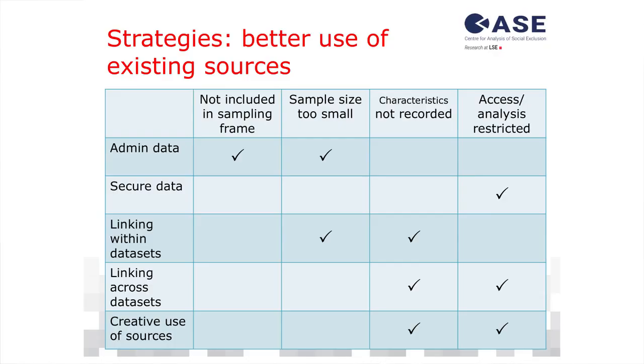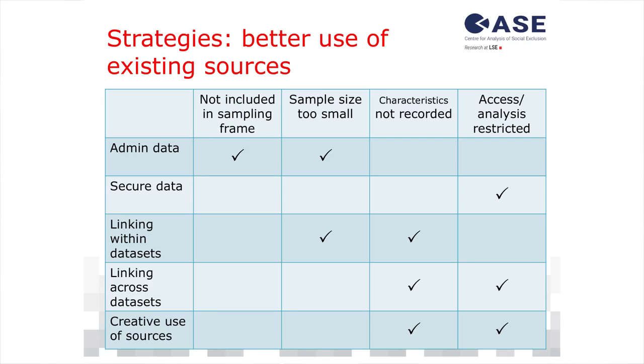sampling frame. It can also help because these administrative data sets tend to be vast. They're often censuses. They're often everybody who has been served by that particular arm of government or statutory body. So it can help if the issue is the sample size being too small.